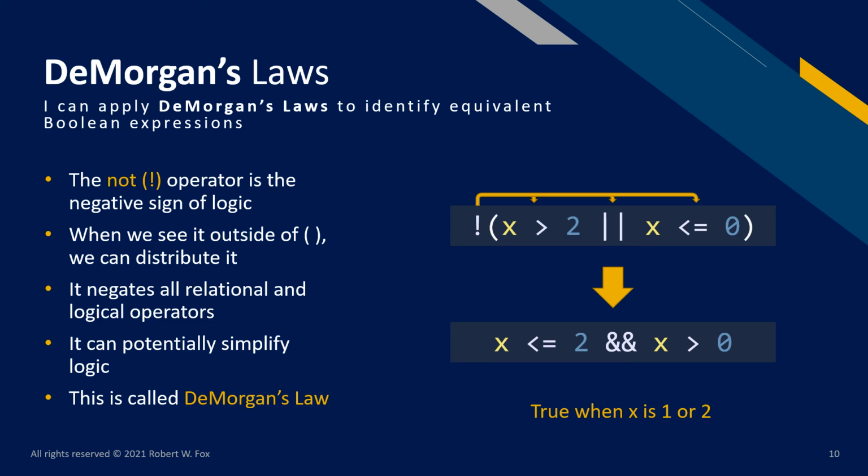So this can be used to simplify your logic, and the process we use is called De Morgan's law. And De Morgan is a mathematician who did a lot of work in logic.